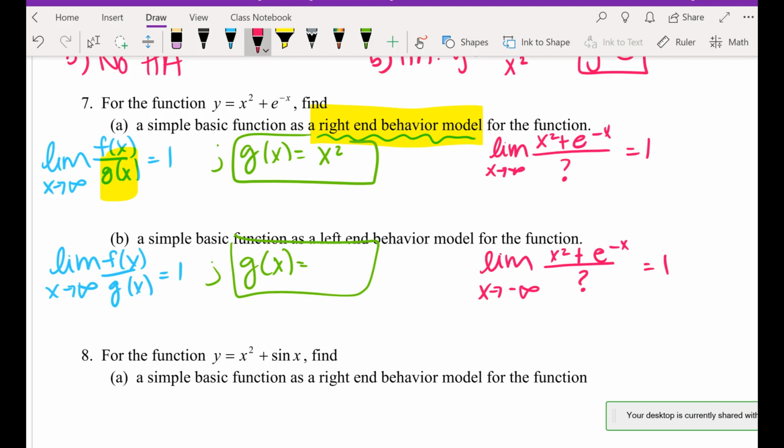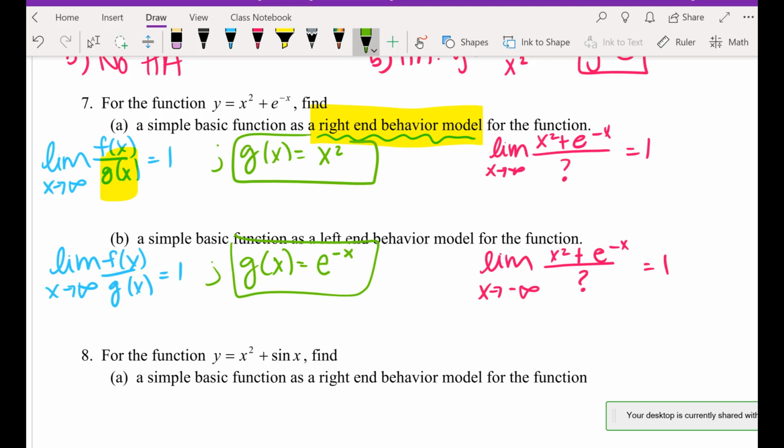Right? So if I put in negative 1,000 squared, that's going to be a positive number. But let me tell you right now, that's going to be a lot smaller than e to the negative 1,000. That's really e to the positive 1,000, which will grow a lot quicker than negative 1,000 quantity squared. So out of those two, e to the negative x, because you're approaching negative infinity, is more dominant. So that's your left end behavior model.